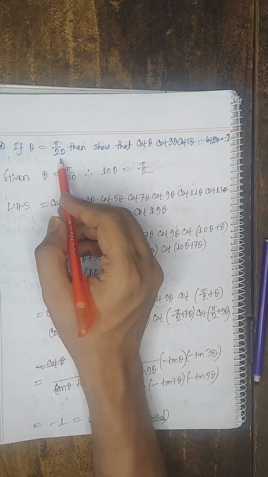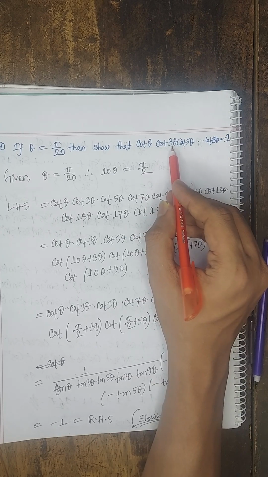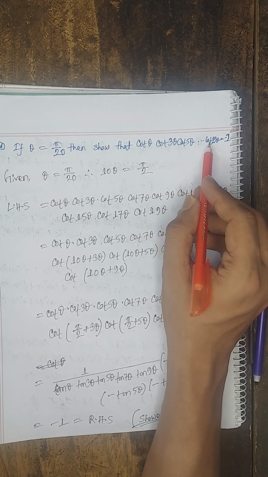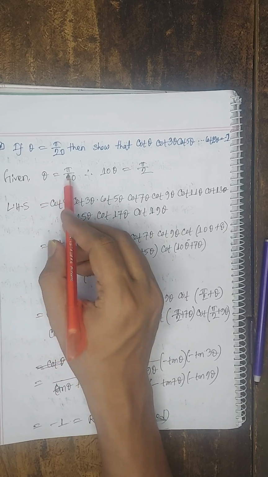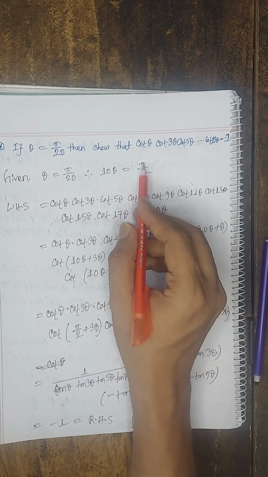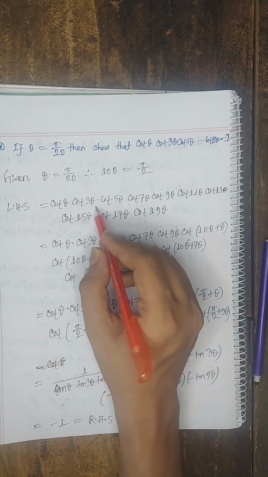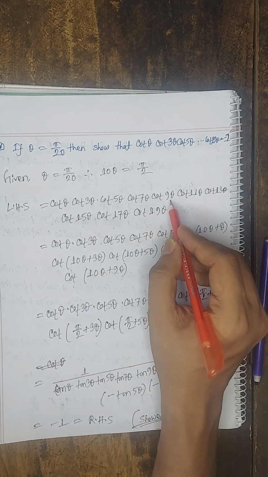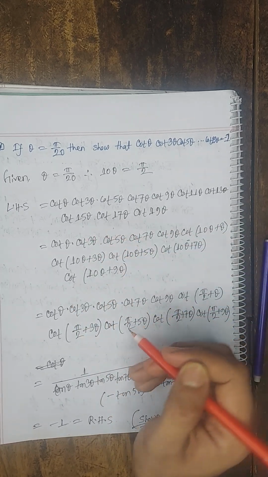If theta is equal to pi by 20, then we have to show that cot theta, cot 3 theta, cot 5 theta, up to cot 19 theta is equal to minus 1. Here, given theta is equal to pi by 20. Okay, so the left hand side is this expression: cot theta, cot 3 theta, cot 5 theta, cot 7 theta, 9 theta, 11 theta, 13 theta, 15 theta, 17 theta, 19 theta.